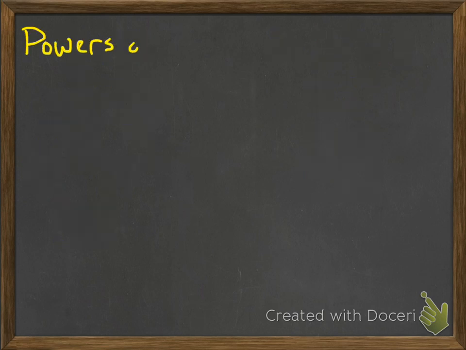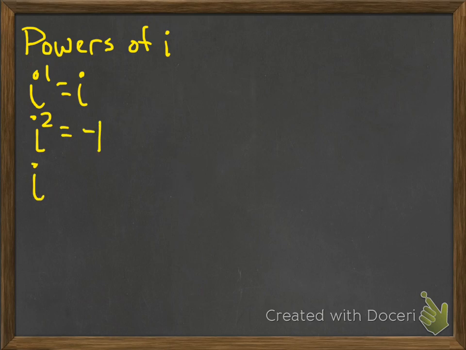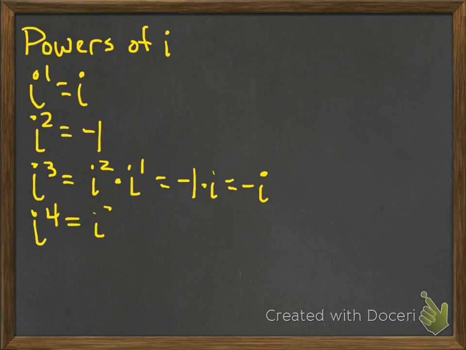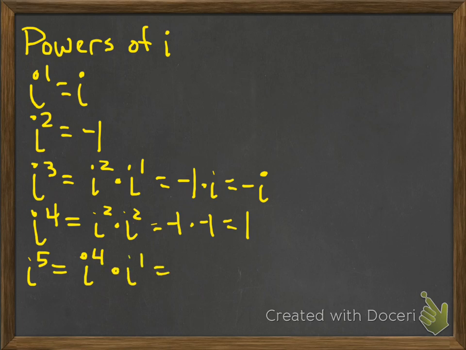Alright, so now let's look at powers of i, because this becomes a pretty important idea. Notice what I'm going to write here. i to the first is i, which we know. i squared is -1, which we, again, already know. Now, i cubed is like saying i squared times i, which means -1 times i, which means it's just -i. And i to the fourth power is like saying i squared times i squared, which would be -1 times -1, which is 1. i to the fifth is just i to the fourth times i, which would be 1 times i, which is i.